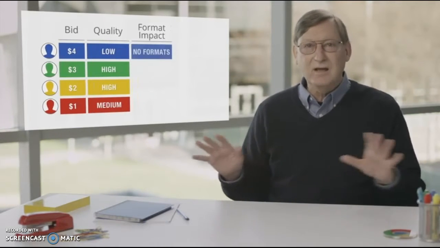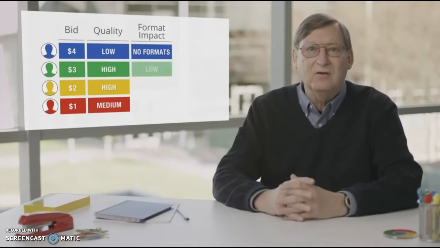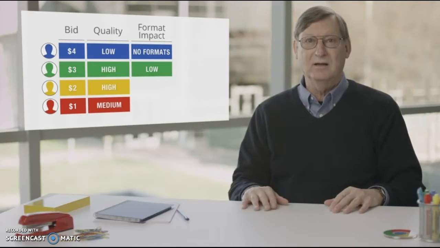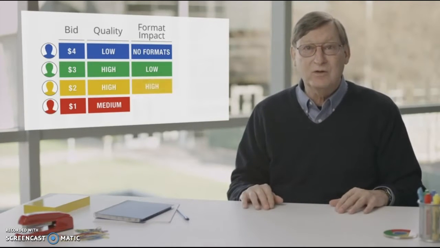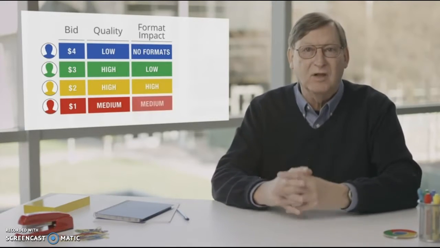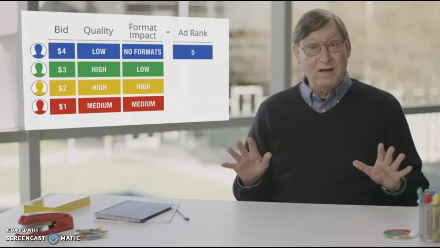First ad doesn't have any formats enabled, so it has no expected format impact. The second ad is only eligible for one format and has a low expected format impact. And the third is eligible for several extensions and garners a high expected impact, and for the last ad is medium. So in this example, the first ad has an ad rank of 5.